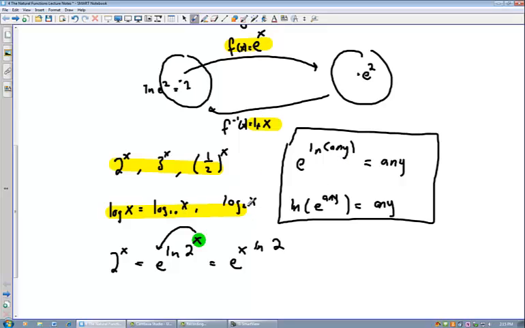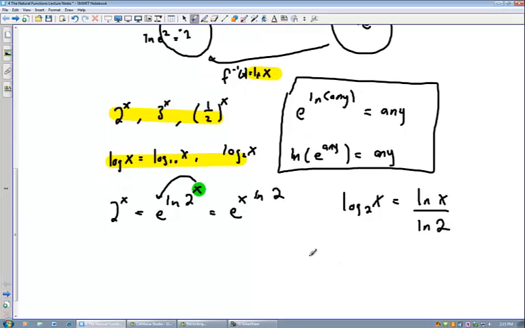To do logs in different bases, like suppose you want to figure out log base 2 of x. You want to study this logarithmic function. Well, you can write this as ln of x over ln of 2. We'll see that there's another formula, log base b of x is equal to, this is an identity, ln of x divided by ln of b.